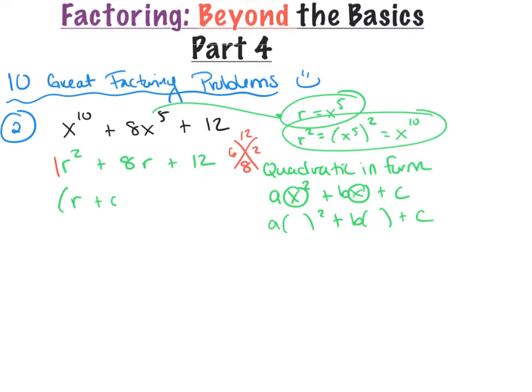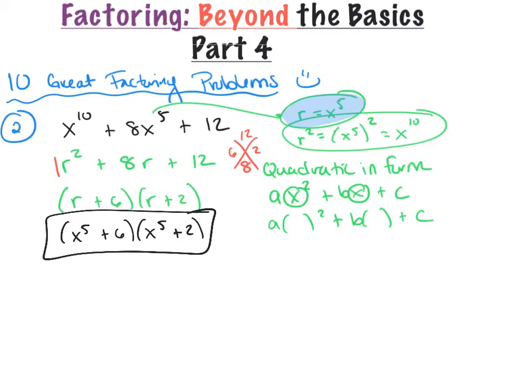It's r plus 6 and r plus 2. The only problem is the question wasn't in terms of r's, the question was in terms of x's. So when we do these, we have to remember to go back to r was actually x to the 5th. So this is x to the 5 plus 6 times x to the 5 plus 2.